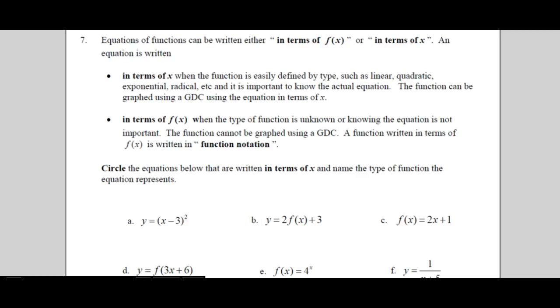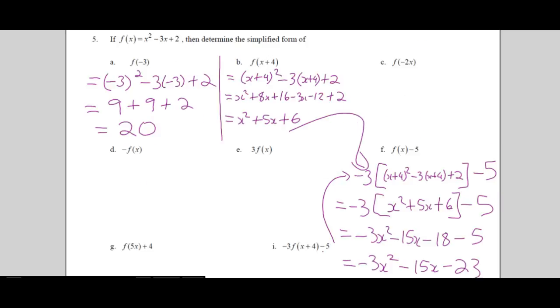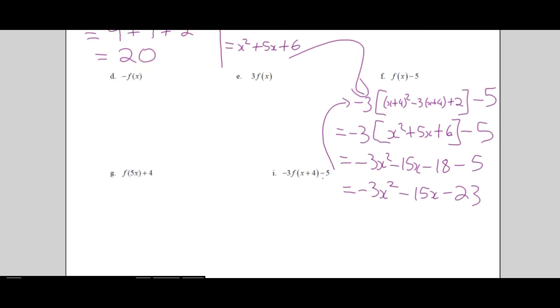A function written in terms of f of x is written in function notation. So that's what we just did. You got 3f of x minus 5. But there we knew what f of x was, so we could start with negative 3f of x plus 4 minus 5. That's written in function notation. If nobody told us what that was, this is as far as we could go. But they told us what it was, so this is the function in terms of x. This is the function in terms of f of x. This can be graphed. Unless we know what f of x is, this can't be graphed.